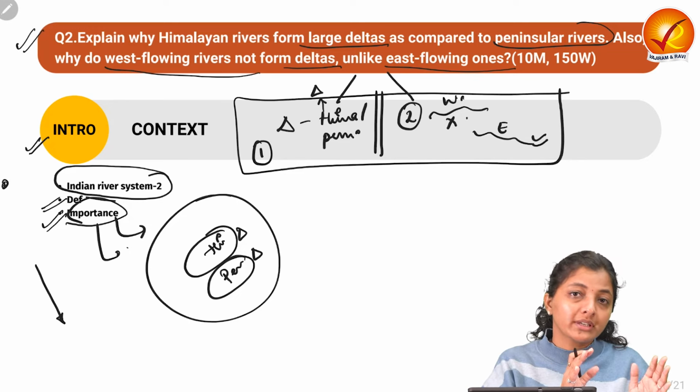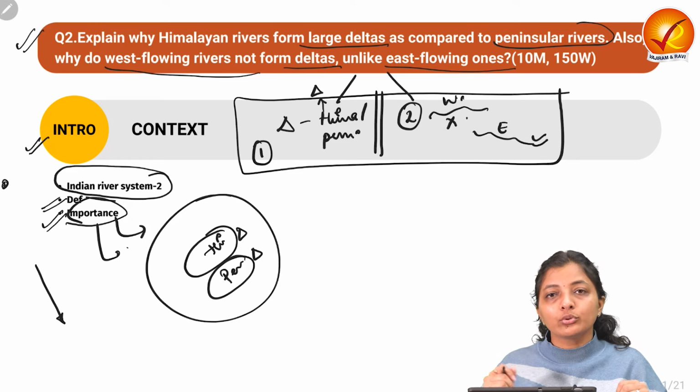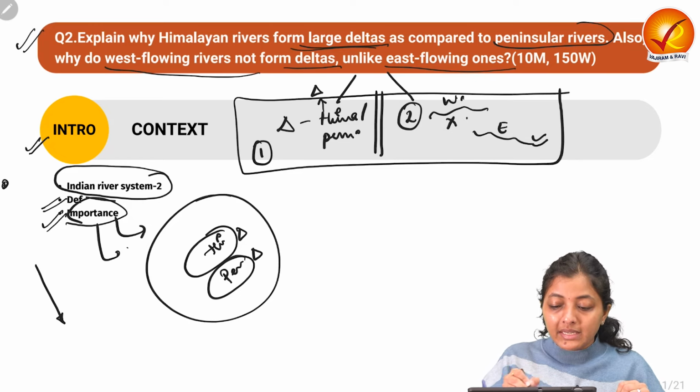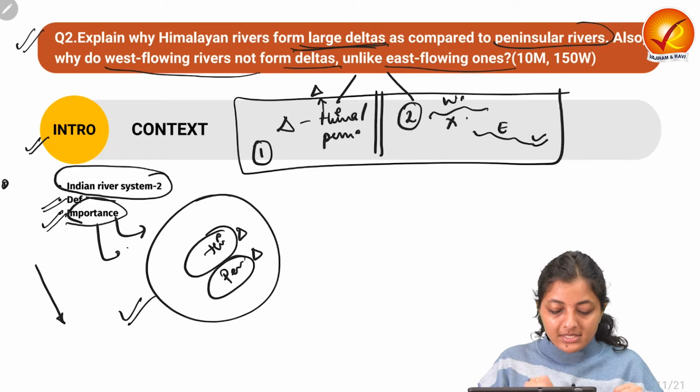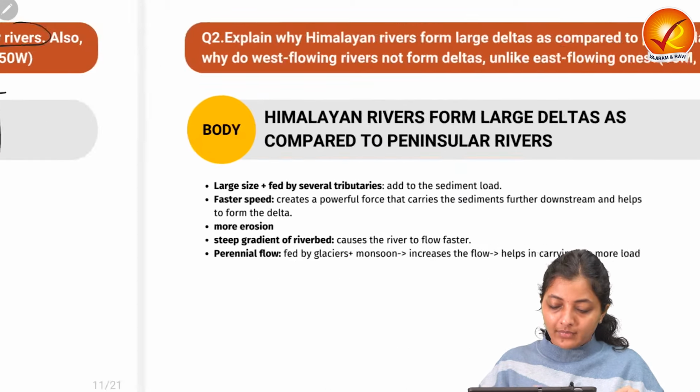You are setting the context and then coming down to the main body part about the delta formation between the Himalayan and the peninsular regions. So this way also you can write the introduction.